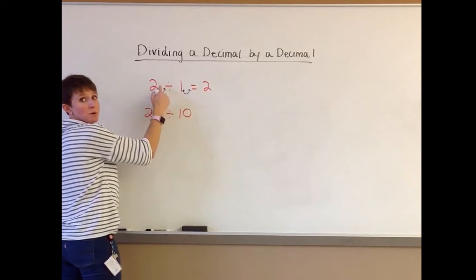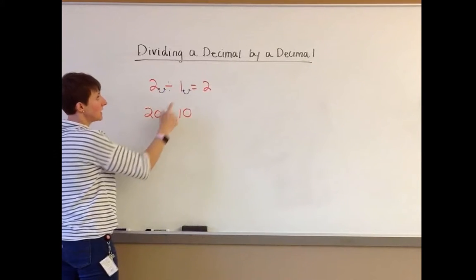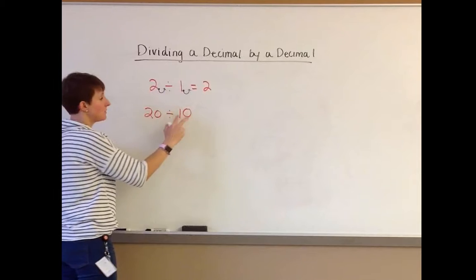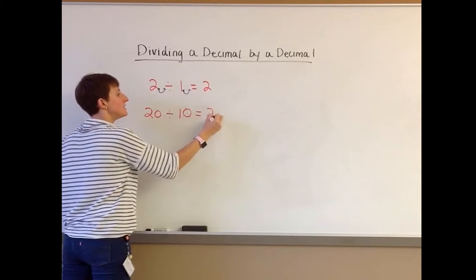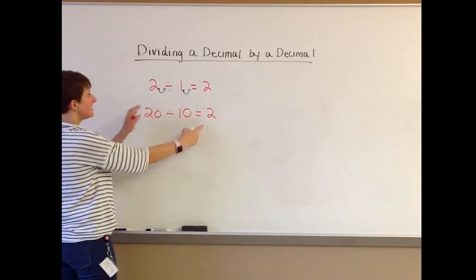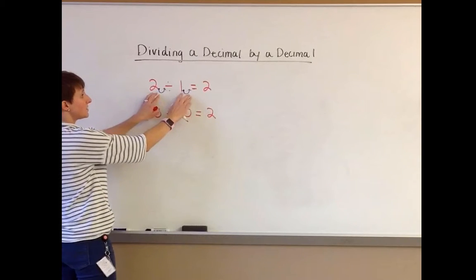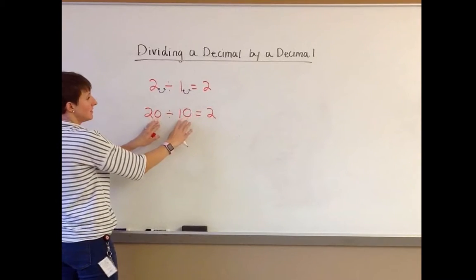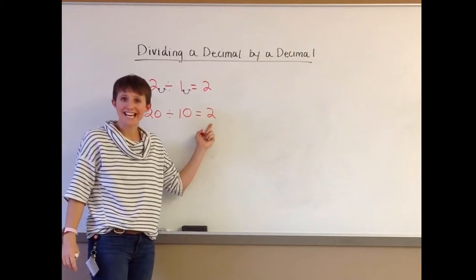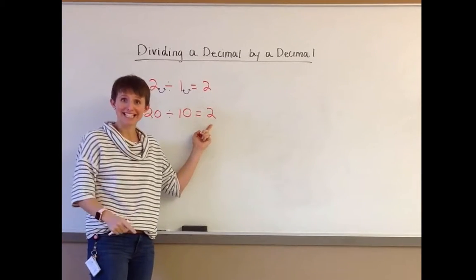2, and you move the decimal 1 place to the right, you're multiplying by 10, that would give you 20. 1, you move the decimal 1 place to the right, you're multiplying by 10, that would give you 10. And this quotient is also 2. Since I multiplied both the dividend and divisor by the same power of 10, my quotient remained the same. And that's what we're going to practice.